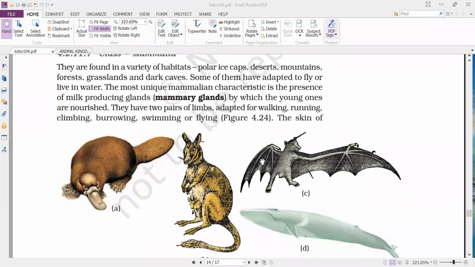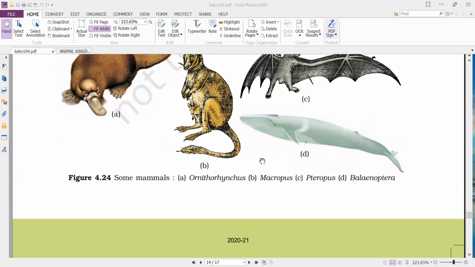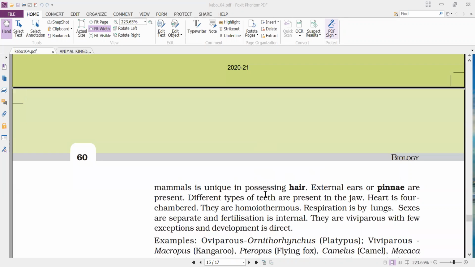And next, when you observe mammals, the skin of mammals is unique in possessing hair. That means the skin of the mammals is covered by hair. And next, in mammals, we'll find the external ear or pinna present. We'll find external ear, middle ear, and internal ear.